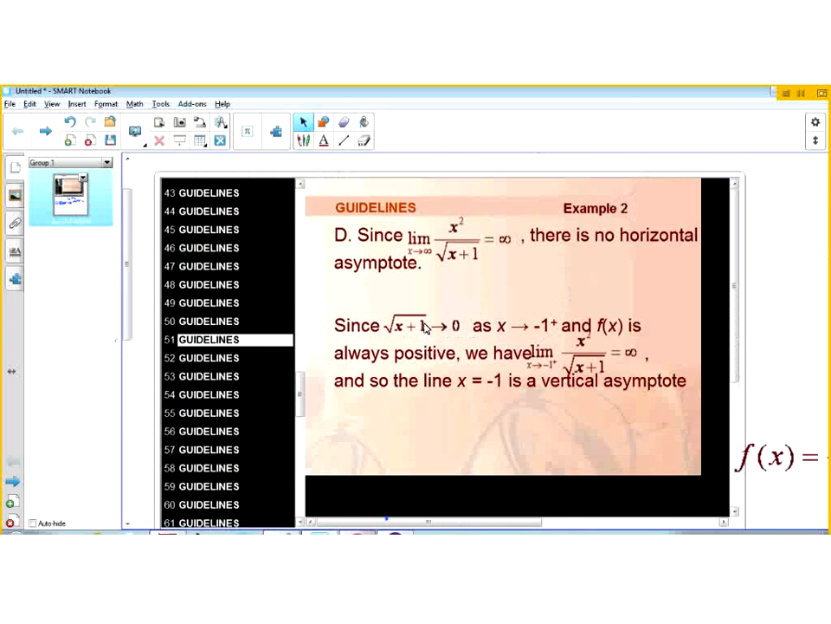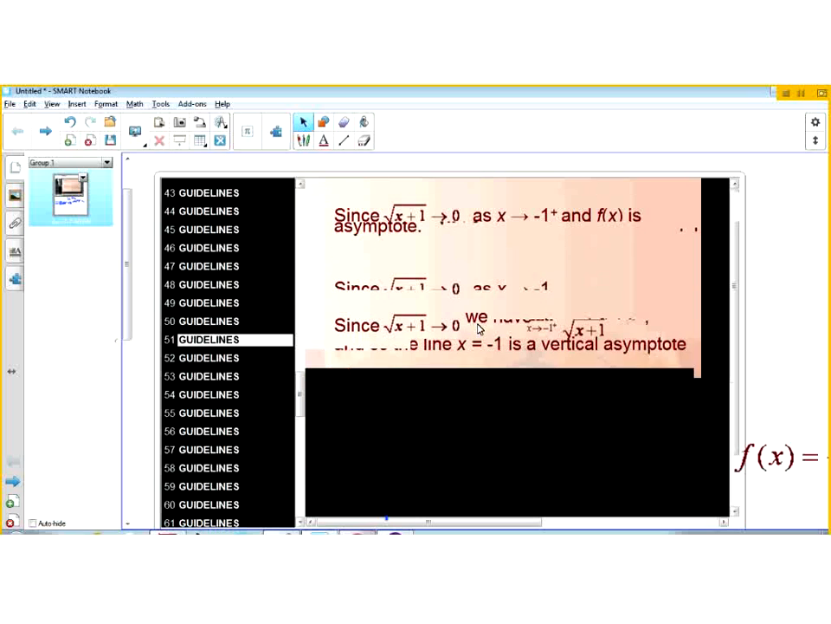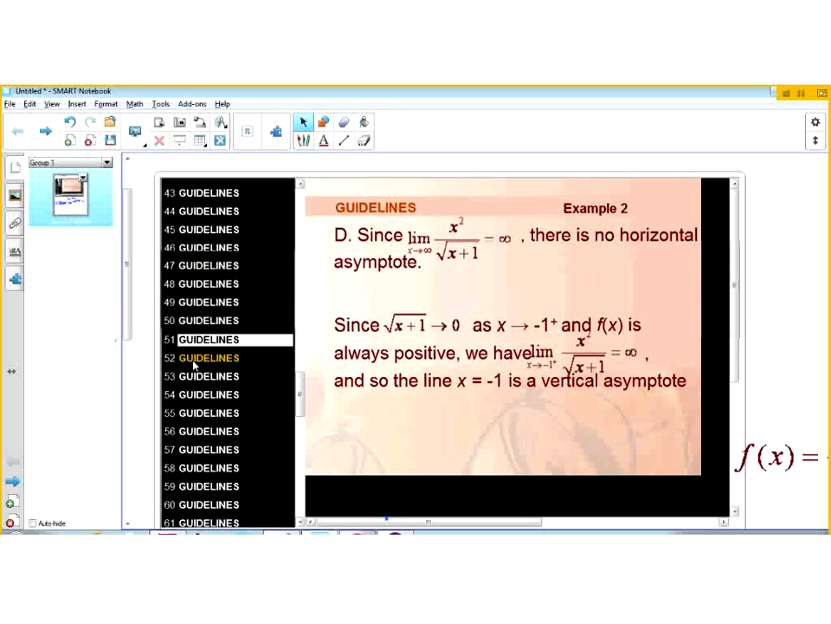And then they talk about as x approaches -1 from the right, the endpoint of the domain. So what happens as you do so, the denominator becomes very, very small, and the numerator stays close to 1. And so this limit as x approaches -1 from the right is infinity. So x equals -1 is a vertical asymptote. Okay, so that makes sense.